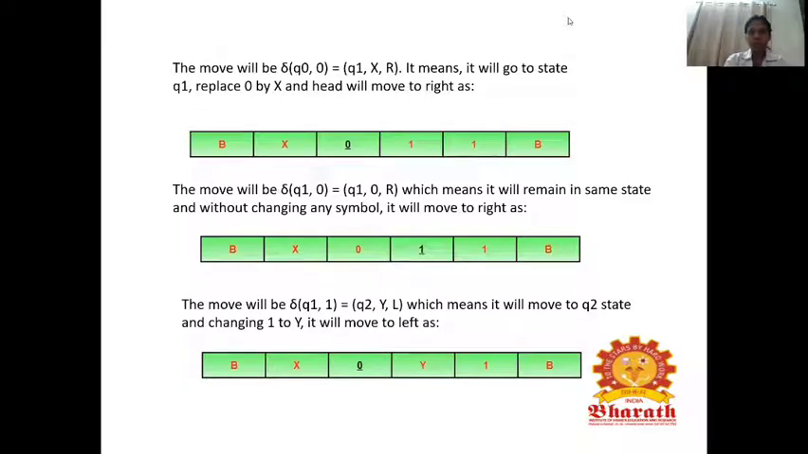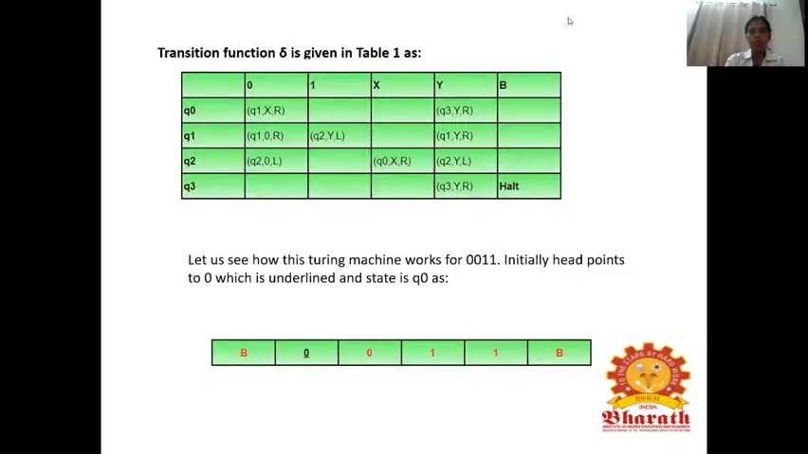Now if we look at the transition table, the initial state is Q0. What is the input that we have received? The input that we have received is 0. So if we see the transition function table, for Q0 and input 0, what will happen? The state is going to move from Q0 to Q1, and in place of 0 we are going to write X, and the head is going to move towards the right.